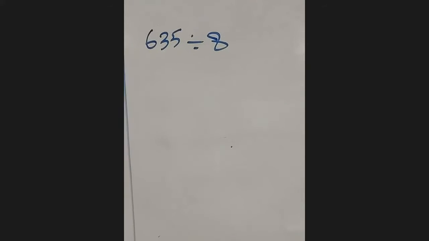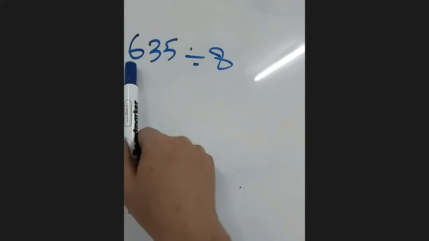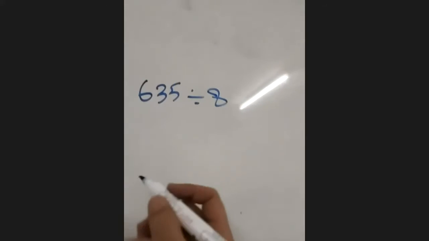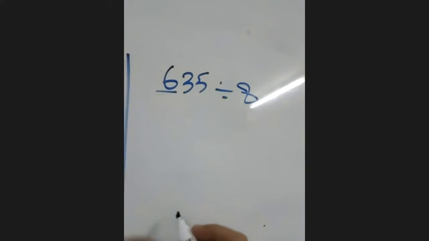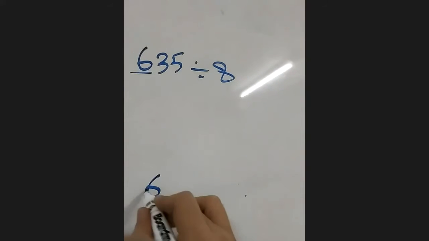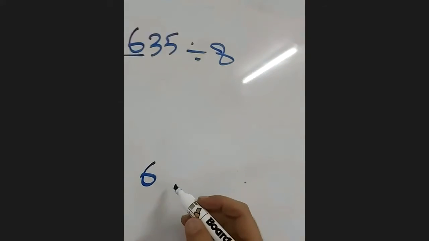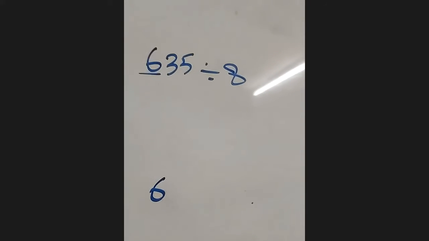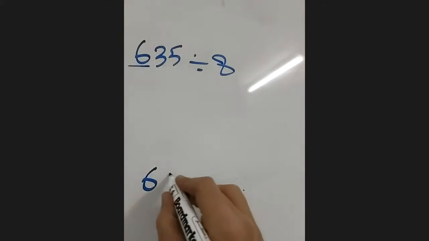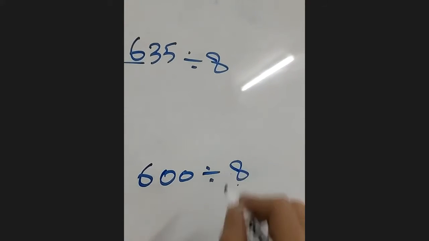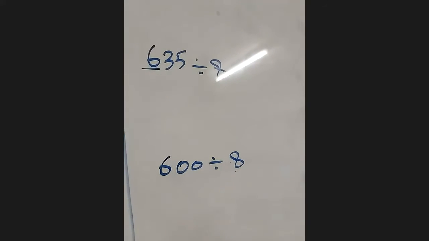Now tell me, can we round the 6 here? Can you tell me how we round the 6? The 3 cannot be rounded, so put 0. 6 is still 6, so 600. The 3 will be 0 and the 5 will be 0, divided by 8.